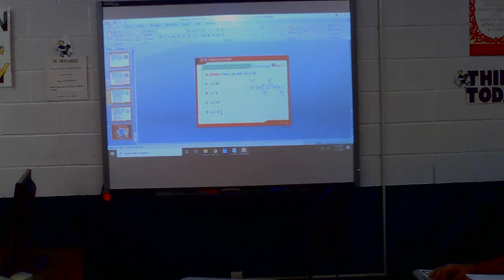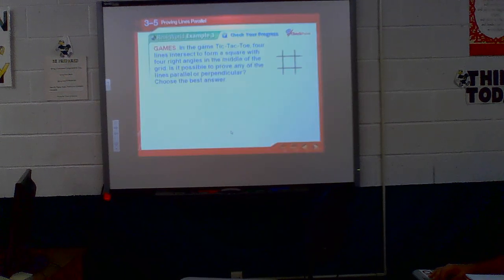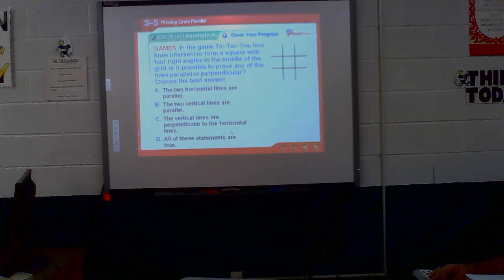And this one right here is more of kind of a thinker. In the game tic-tac-toe, four lines intersect to form a square with four right angles in the middle of the grid. So even though they don't show that to you, they say it, so you have to basically believe that that's true. It would have been a little nicer if they would have shown the right angles by putting the boxes in there, but they don't. So is it possible to prove that any of the lines are parallel or perpendicular?